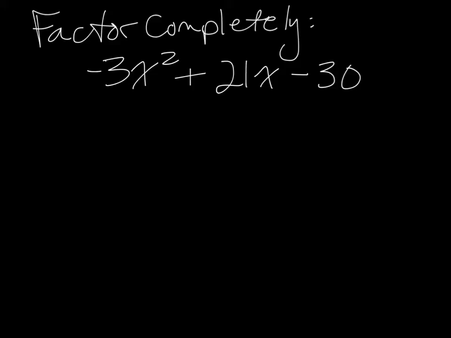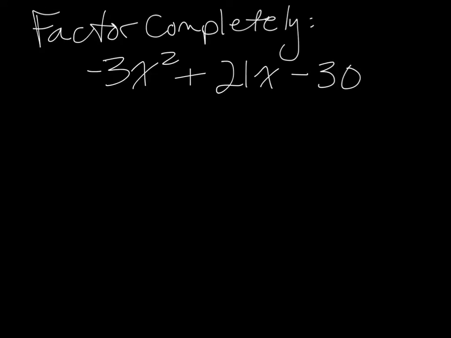Sometimes when we're factoring trinomials, it's important to look for something common, or some greatest common factors in the terms. So when I look at this question, I can see that I've got 3, I've got 21, and I've got 30, and they all seem to have something in common. I'm thinking they've got 3 in common.